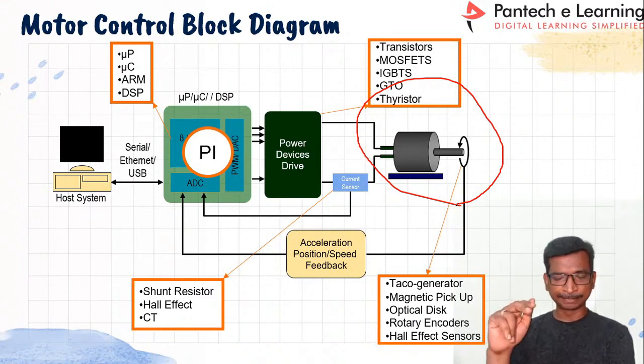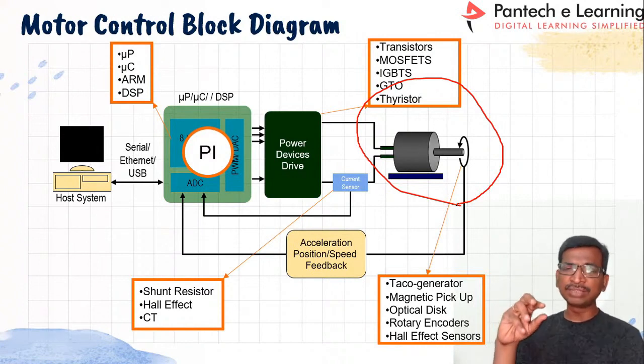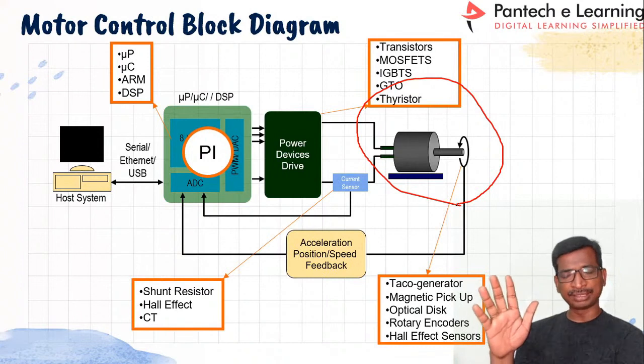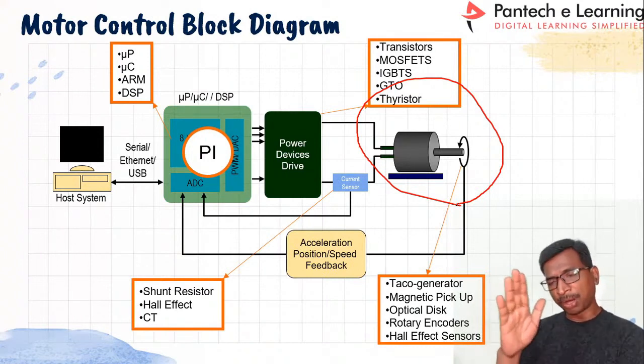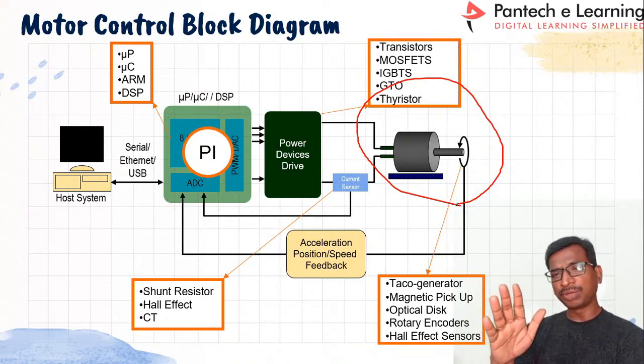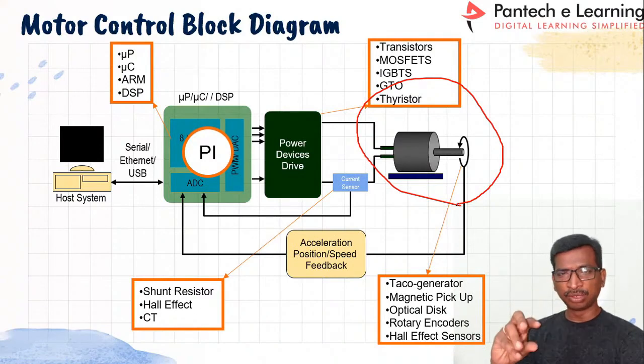Similarly for the voltage, for the AC voltage we will use a potential transformer to measure the AC voltage. Whereas if it is a DC voltage, then we have to develop a separate circuit.